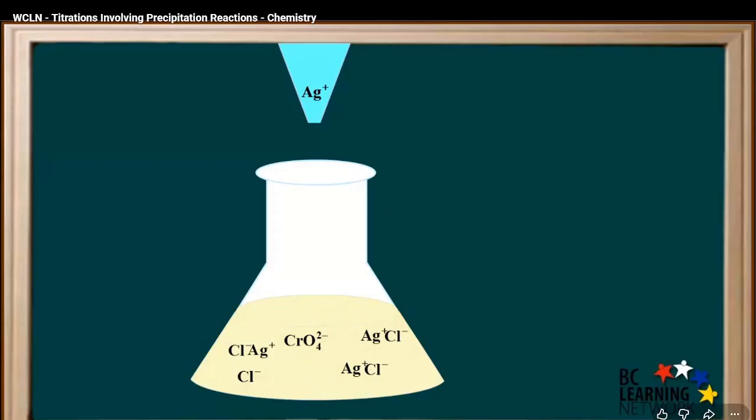The solution will turn red momentarily as more silver is added, but as long as chloride is still present, shaking the flask will make the red color disappear. Added silver ions will continue to bond with the remaining chloride ions. At a certain point, all of the available chloride ions have bonded with the silver ions.